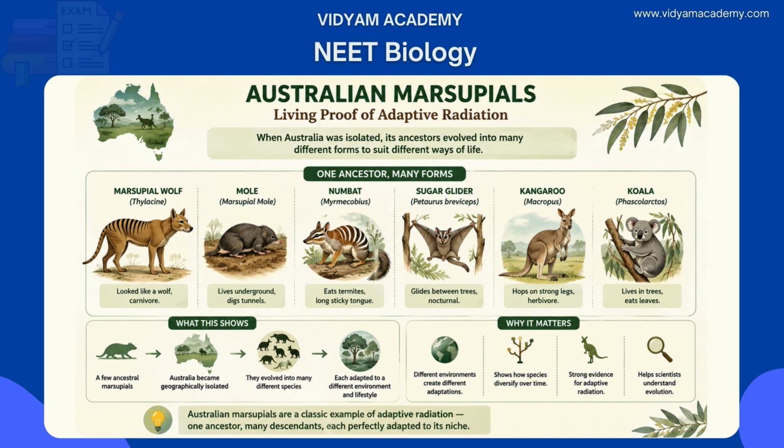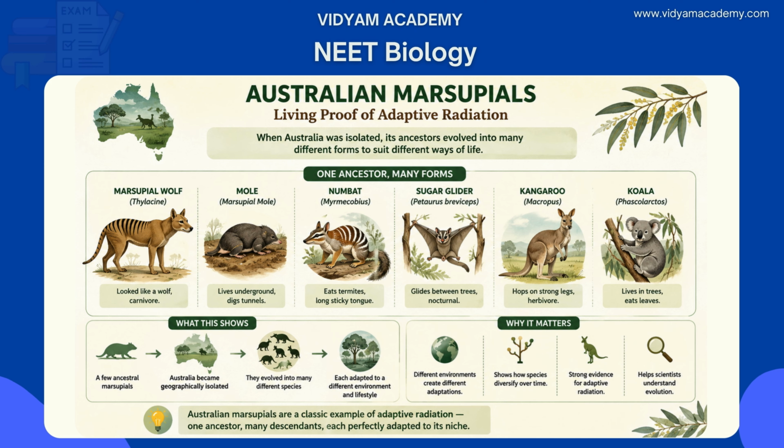When Australia separated from Gondwana about 45 million years ago, it carried a small founding population of marsupials with no placental competitors. So these marsupials underwent adaptive radiation, diversifying from one ancestral line into many species, filling every available ecological niche. Thylacine, a wolf-like predator; marsupial mole, a burrower; numbat, an anteater; sugar glider, a gliding insectivore. Strikingly, these marsupials evolved body shapes and lifestyles nearly identical to unrelated placental mammals on other continents doing the same ecological job. This parallel evolution is convergent evolution.